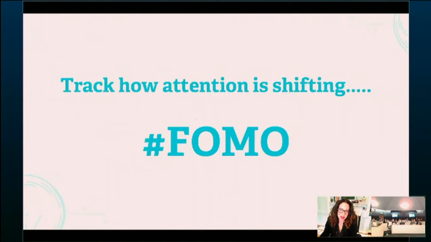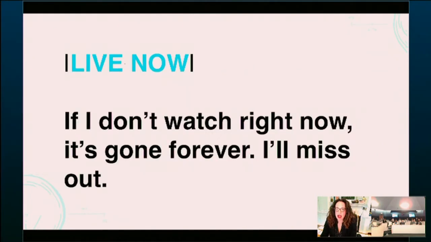So if we're talking about attention, this is a good time to start tracking how attention is shifting, right? The reason that these have suddenly taken off is partially because there's a feeling that if you don't watch whatever this thing is right now, it's going to be gone forever, even though technically it's archived, or it could be, and that you'll miss out.